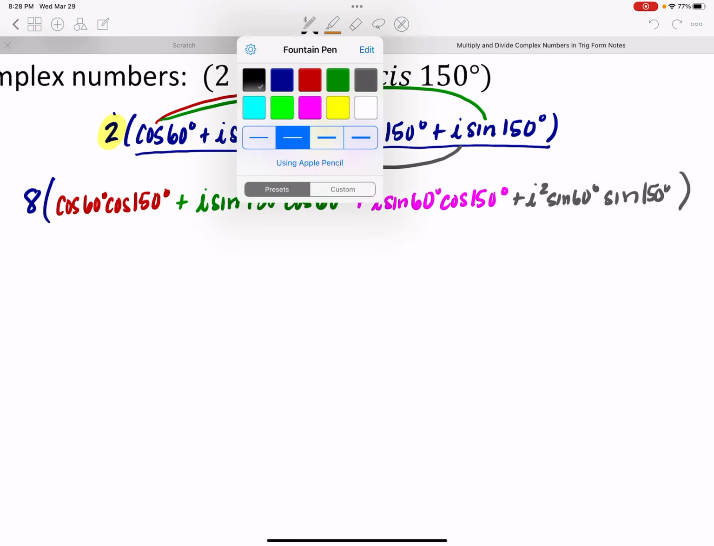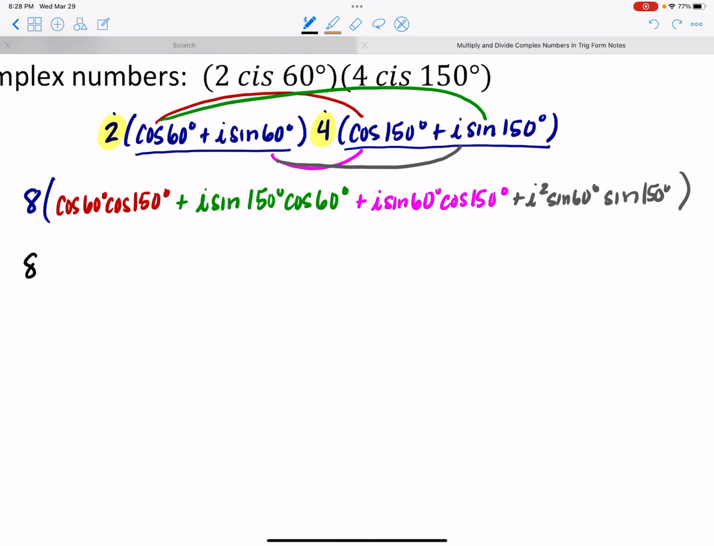So let me leave my 8 out here, and again I'm going to leave this cosine 60 cosine 150 alone. I'm going to replace I squared here with a negative 1 and move that term next. So it becomes a negative sine 60 sine 150.